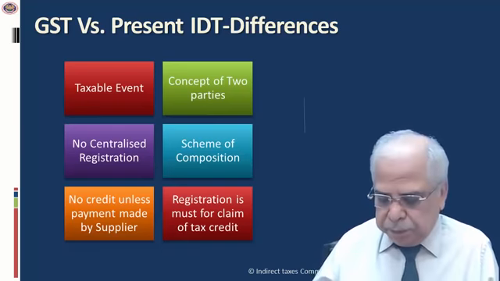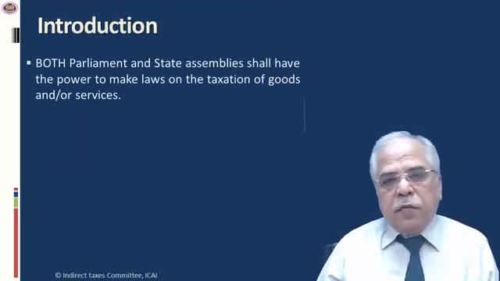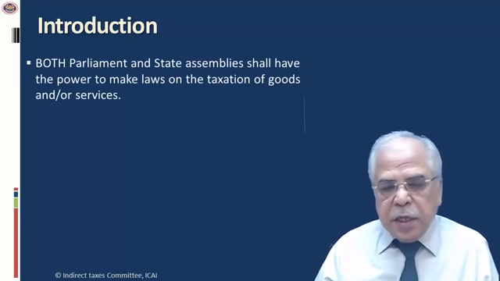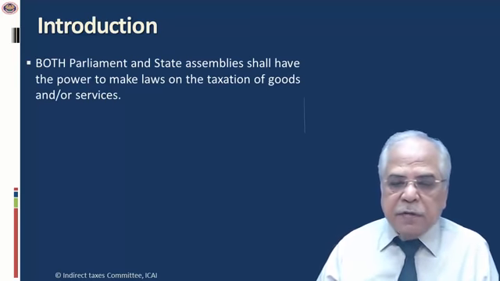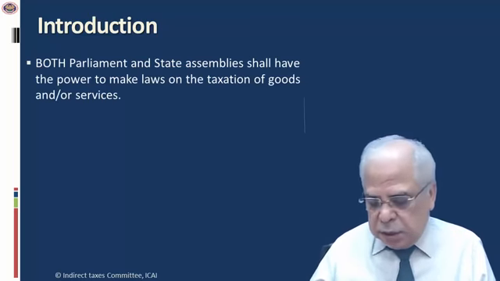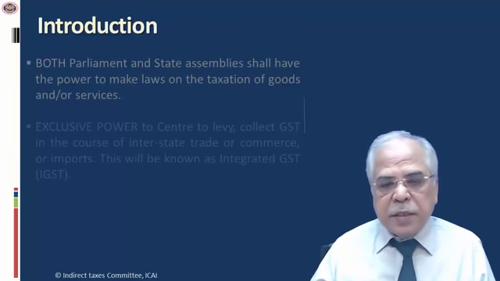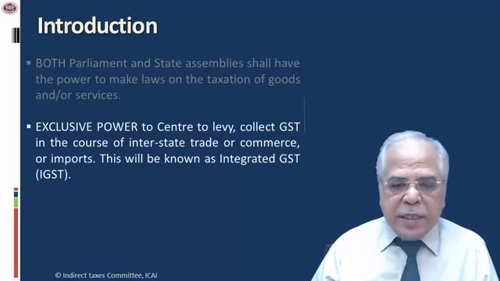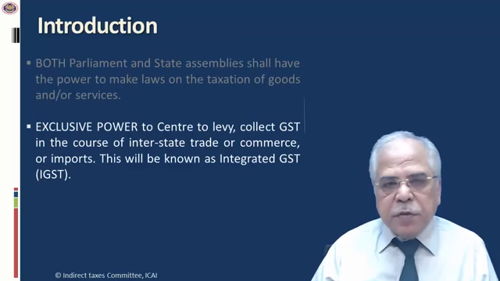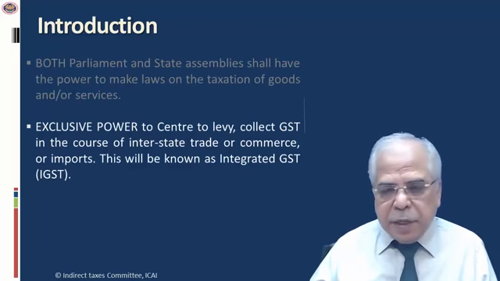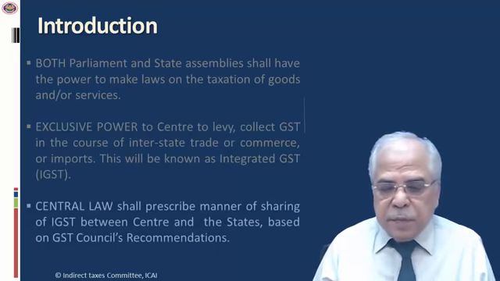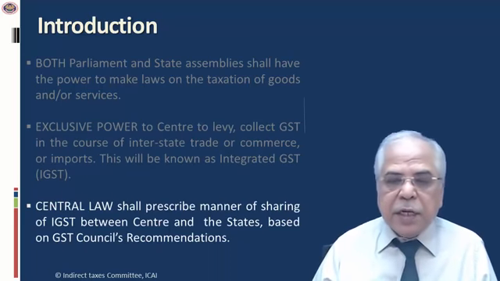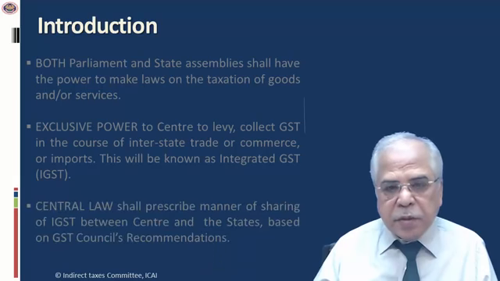Now, friends, we all understand; I'll just give you a background with regard to the change in taxable event and the GST. Both Parliament and state assemblies shall have the power to make laws on taxation of goods and supplies. Exclusive power has been given to the central government to collect tax on IGST, and then it has to be shared between the center and the state as recommended by the GST Council. Central law shall provide the manner of sharing of GST between center and state based on the GST Council's recommendation, as I told you earlier.